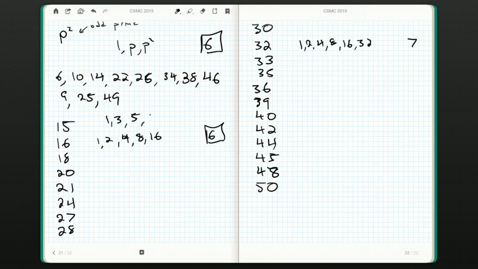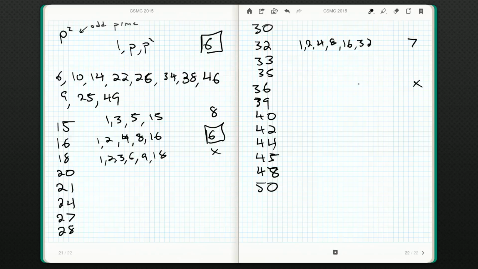1, 3, 5, and 15. That's 4 factors, but all of them are odd. So that's a no-go. That's going to be 8 of them. 1, 2, 3. If ever I list out more than 6 factors, it's not going to work. So if 18 doesn't work, 36 will have even more factors, so that definitely won't work. 3, 6, 9, 18. That's 6 of them, but there are a couple odds, so that's no. And that means 16 is no.